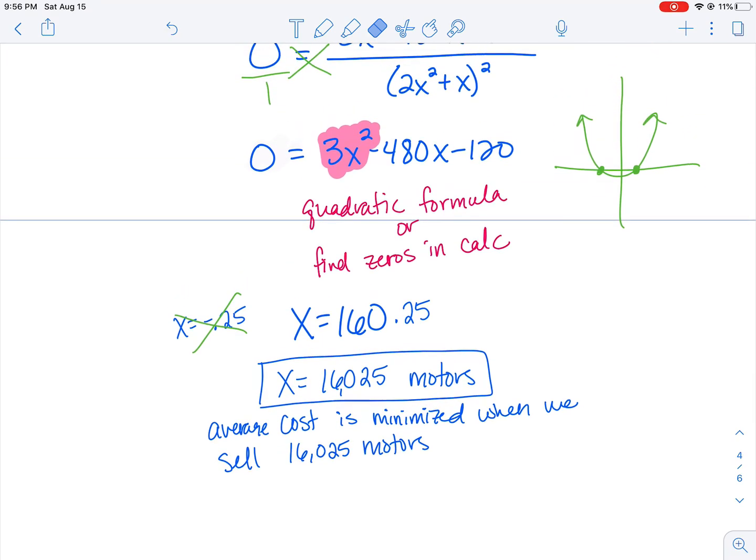Make sure you watch that video on the calculator if you'd like to learn how to find the zeros or solutions in your calculator, or make sure you practice using your quadratic formula. If you remember, the quadratic formula is x equals negative b plus or minus the square root of b squared minus 4ac, all over 2a, which in this case has a equal to 3, b equal to negative 480, and c equal to negative 120. Either way, we should get the same answers, negative 0.25 and 160.25.